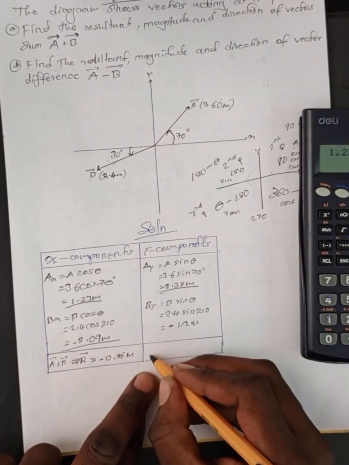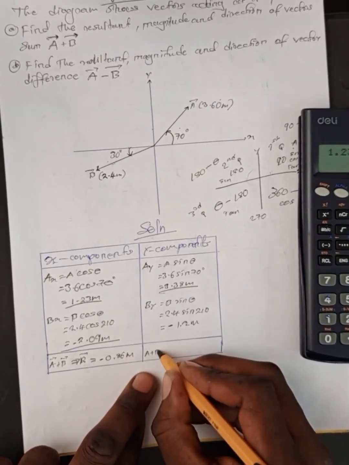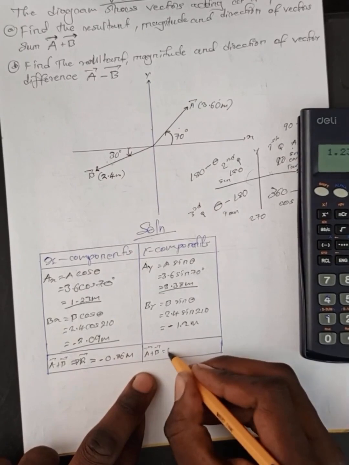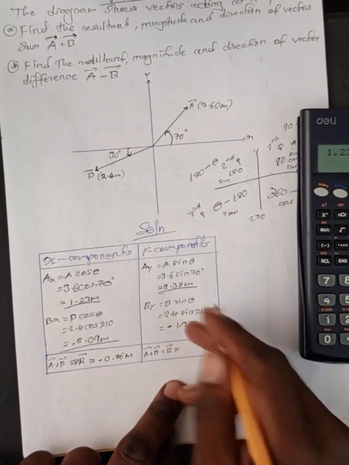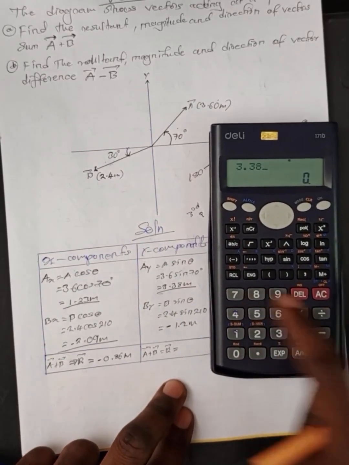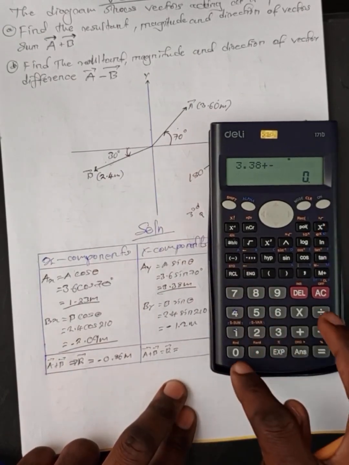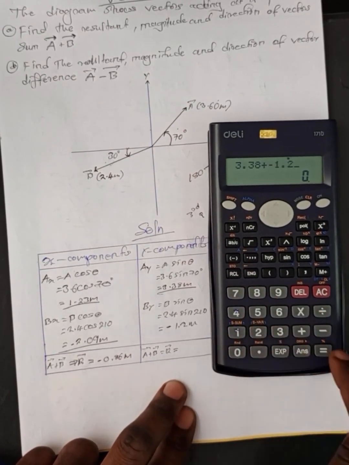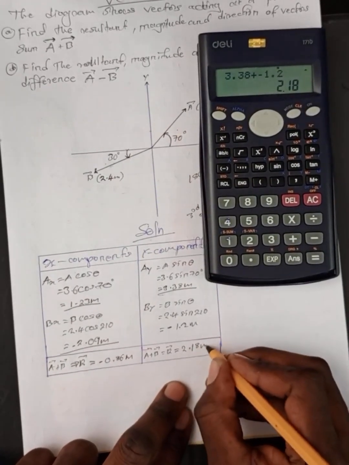Then here we do the same thing, A plus B. So the resultant vector is equal to this plus this, 0.38 plus negative 1.2, okay? We have 2.18 meters. All right.